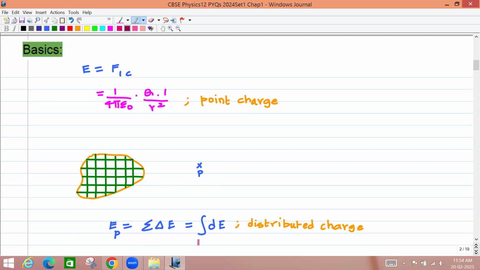When the element size becomes very, very small, delta becomes dE, and the summation becomes an infinite summation, which is integration. When the element size becomes small, the number of elements becomes large. So the summation becomes infinite, and integration is nothing but infinite summation. So for a distributed charge, this is how you find the electric field.